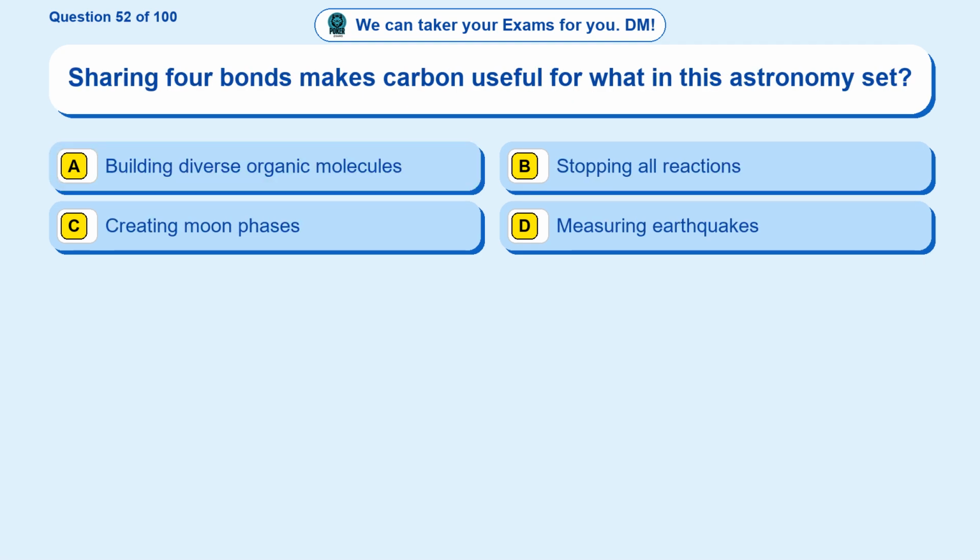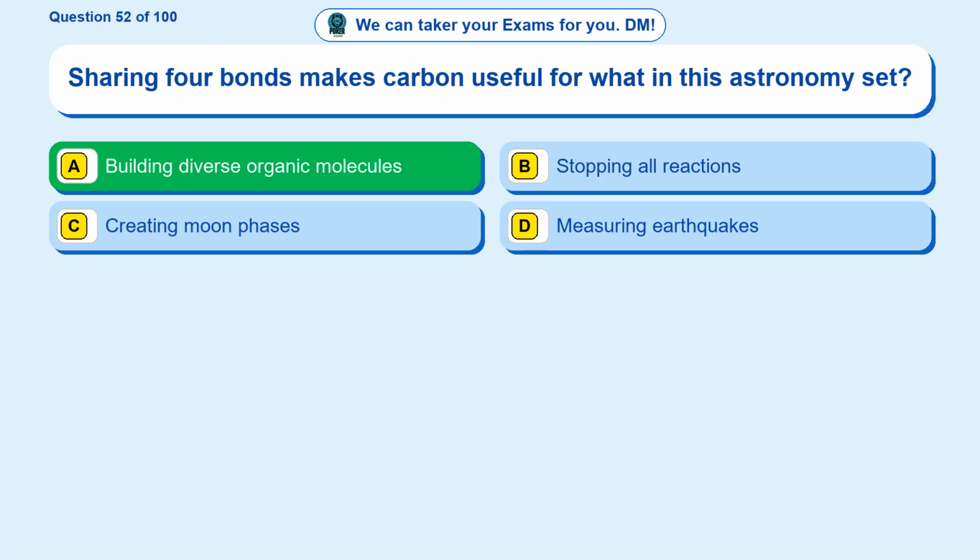Question 52. Sharing 4 bonds makes carbon useful for what in this astronomy set? Option A, building diverse organic molecules. Option B, stopping all reactions. Option C, creating moon phases. Option D, measuring earthquakes. The correct answer is option A, building diverse organic molecules.